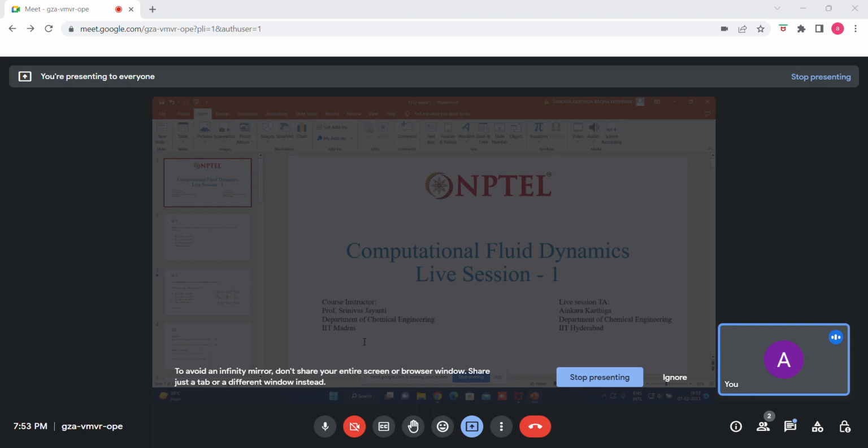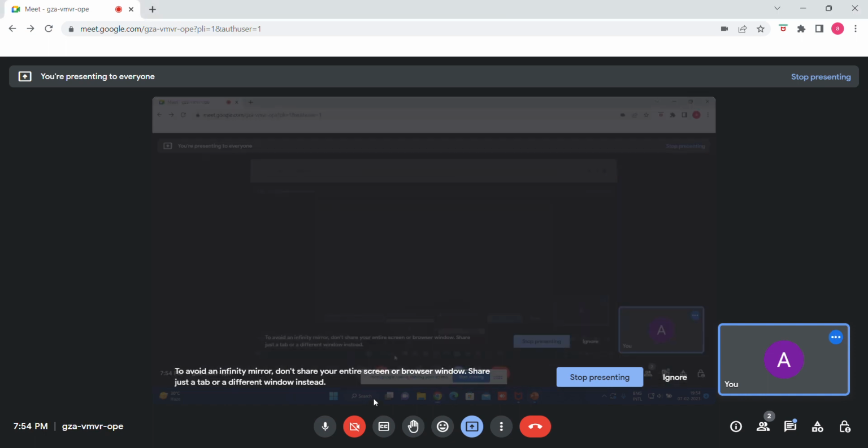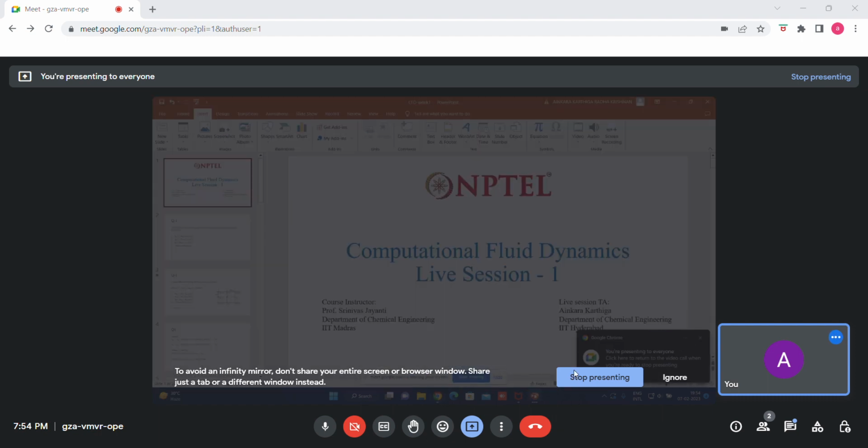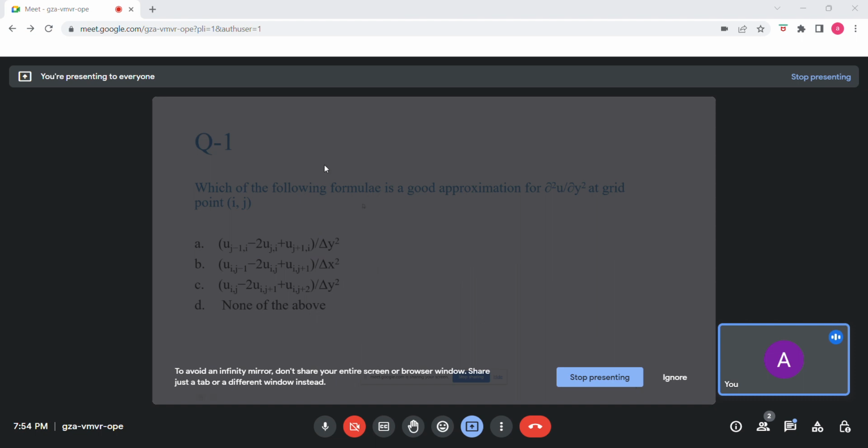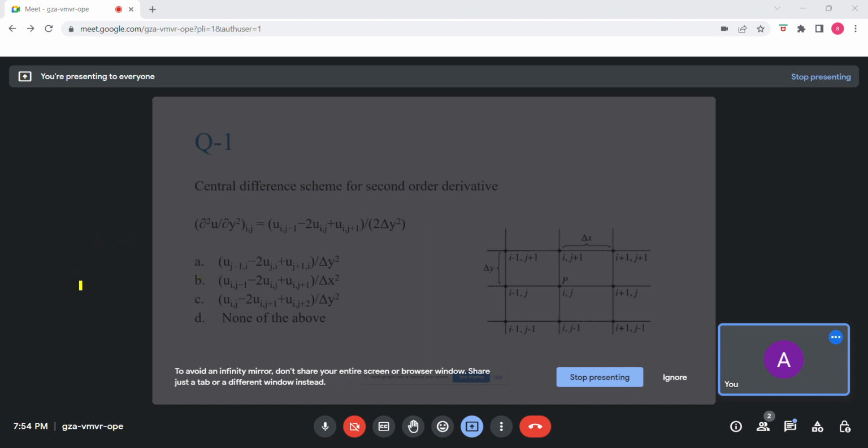Before closing the session, we'll just go through all the problems one by one for clarification before closing it. So first we saw how to approximate the given partial derivative at the given grid points i, j. So for that they have given 4 options. Out of 4 we have to get the solution.